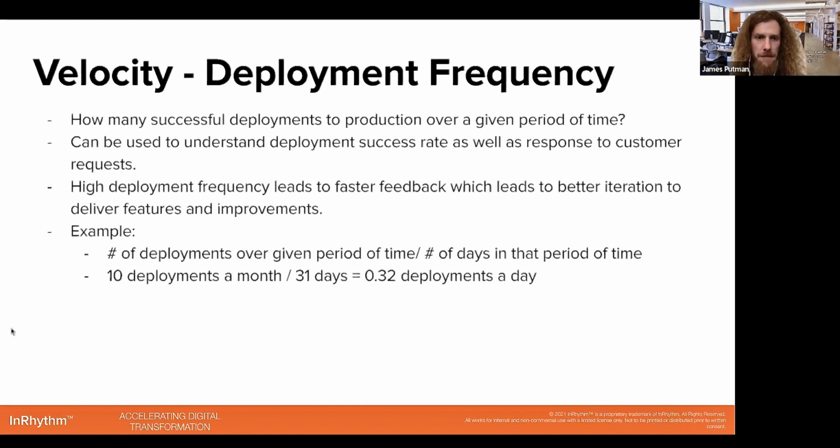Down here at the bottom, we have a quick example. Say we have 10 deployments a month. In that month, say we have 31 days, 30 days, it breaks down to 0.32 deployments a day. And so the higher that score, the better you're going to be.